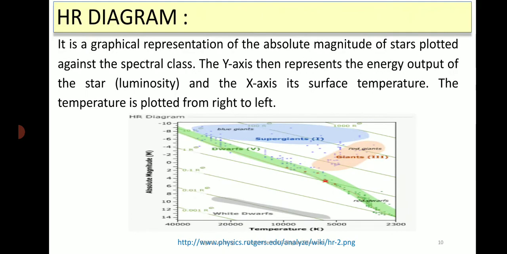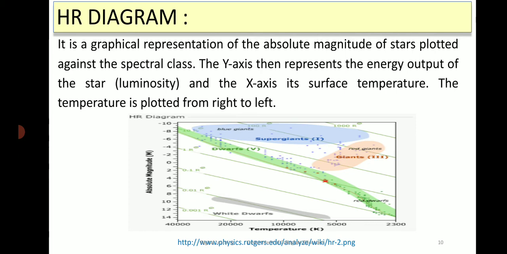Now we'll discuss the HR diagram. It is a graphical representation of the absolute magnitude of stars plotted against the spectral class. Here you can see the HR diagram: absolute magnitude versus temperature. The y-axis represents the energy output of the star, or luminosity, and the x-axis its surface temperature.